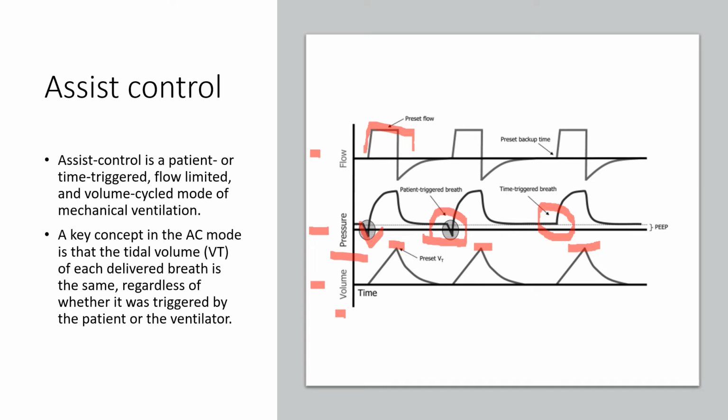Also, you could tell the difference between a patient-triggered breath by a drop right there, you see the little drop right there, versus a time cycle breath, which is just with your respiratory rate. Also notice that the tidal volumes are exactly the same. So that is assist control in volume cycle ventilation.